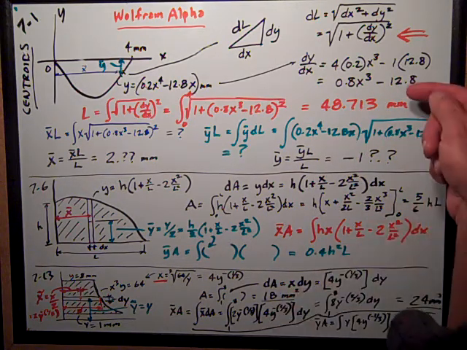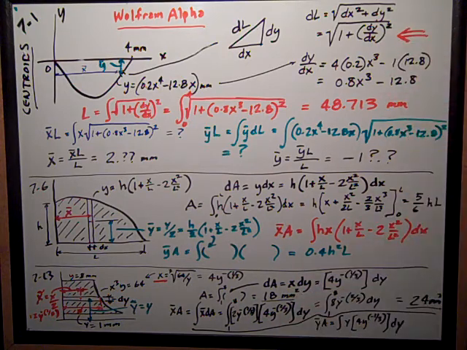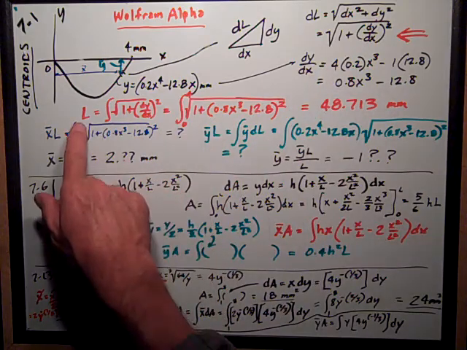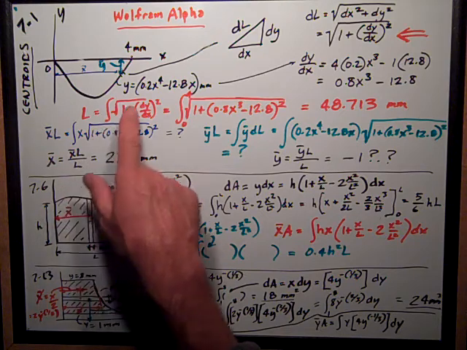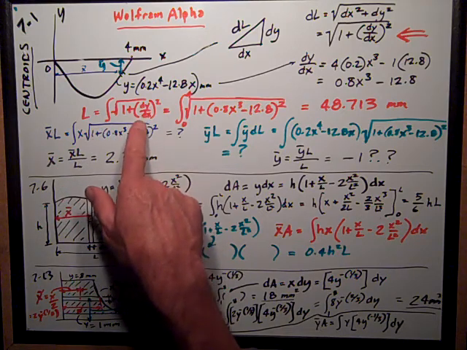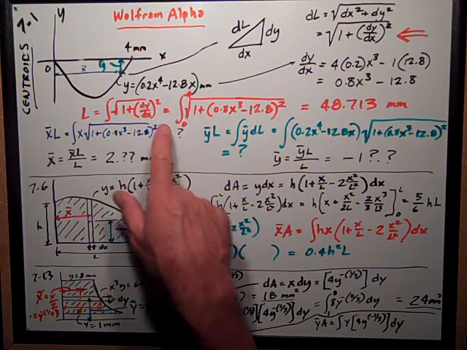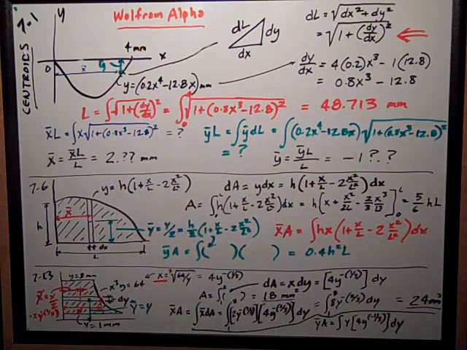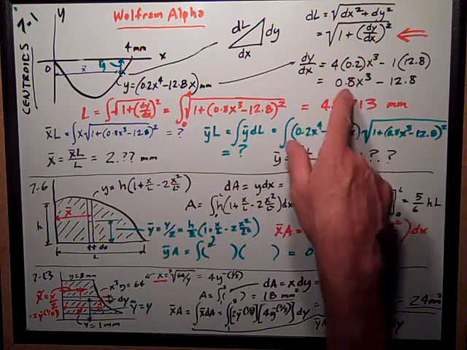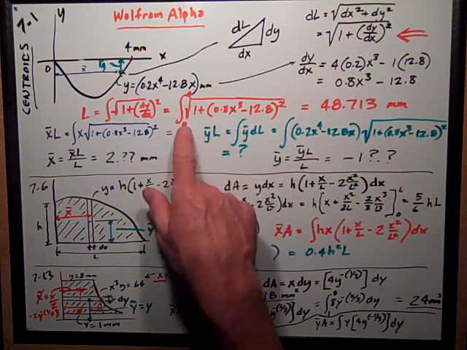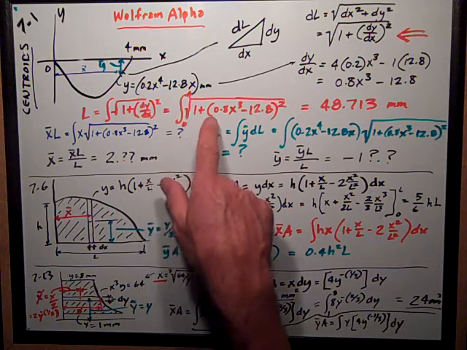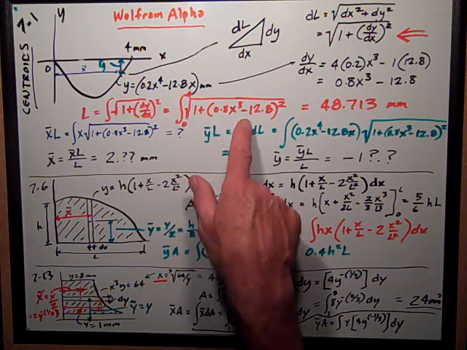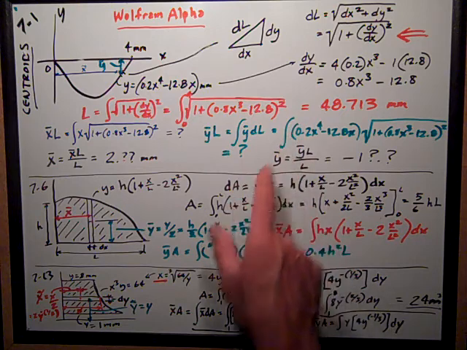Okay, we can substitute that into this equation right up here, and if we integrate it, the length of that line is the integral of the square root of 1 plus (dy over dx) squared. Plugging in that formula for dy over dx, we get the integral from 0 to 4 of the square root of 1 plus (0.8x cubed minus 12.8) quantity squared.